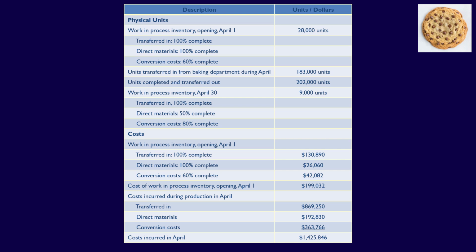Costs incurred during production in April, transferred in, $869,250. Direct materials, $192,830. Conversion costs, $363,766. Costs incurred in April, $869,250 plus $192,830 plus $363,766 is equal to $1,425,846.